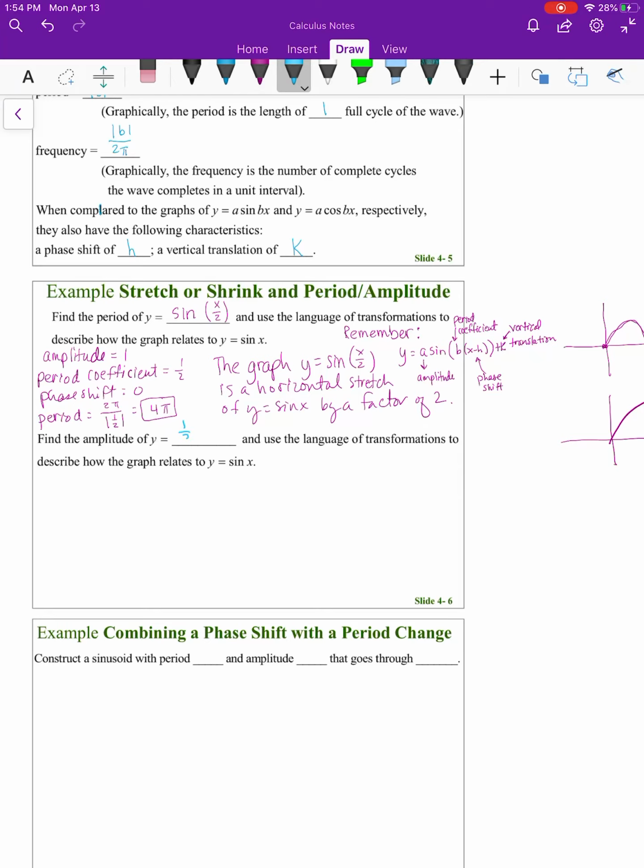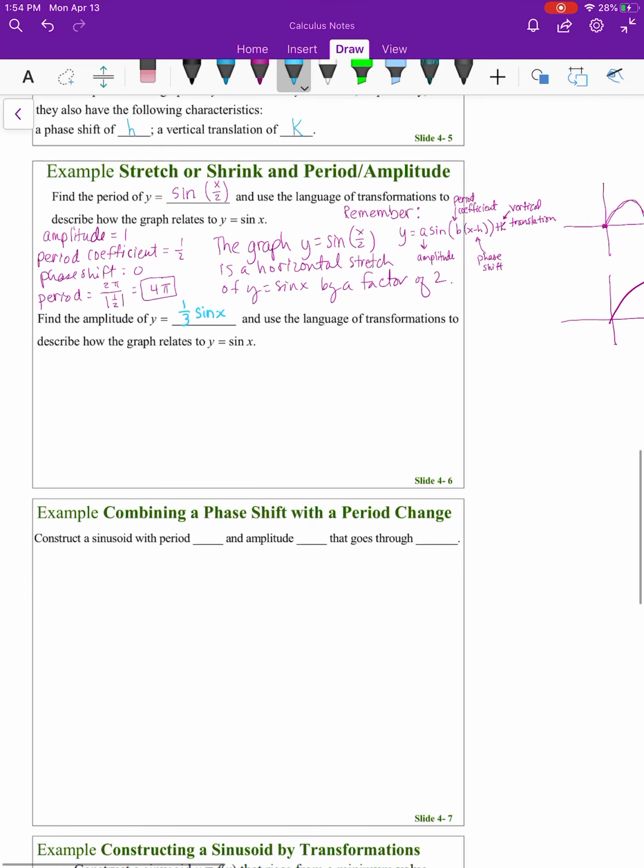All right, so the second part, find the amplitude of y equals, this time it's going to be 1/3 sine x, and use the language of transformations to describe how the graph relates to y equals the sine of x. So again, we're going to be using this thing up here to remind us of what everything is. And we're going to say, okay, well, our amplitude, which this one's actually asking for, is going to be what's in front of the sine. So our amplitude is 1/3.